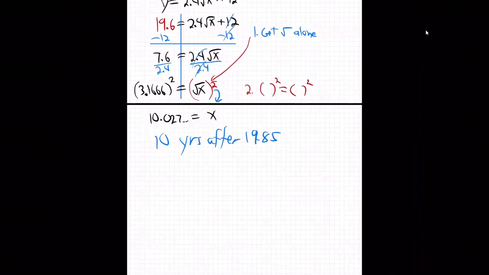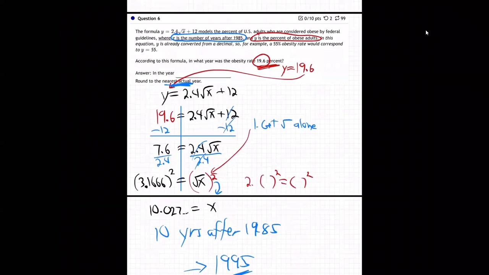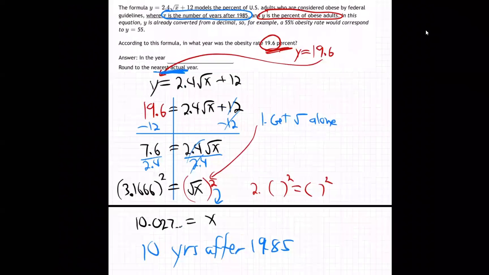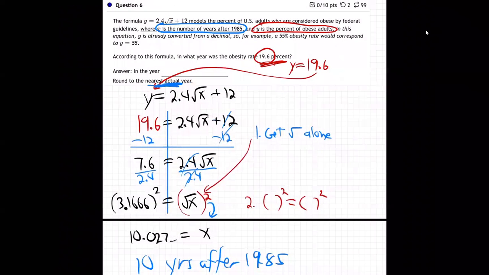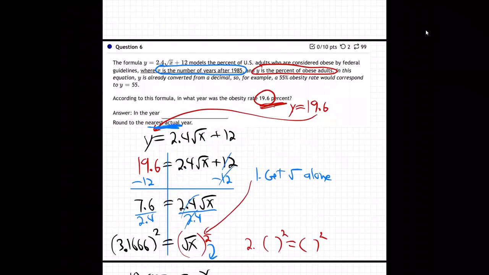It said X is years after 1985. So 10 years after 1985 is the year what? 1995. So that's the actual year, isn't it? Does that make sense on that? That would be 1995 there. So it's how many years after 1985? That's what the fine print said. So if X is 10, you got to add 10. So that would be the year 1995. And so that's tricky to watch out for on that.